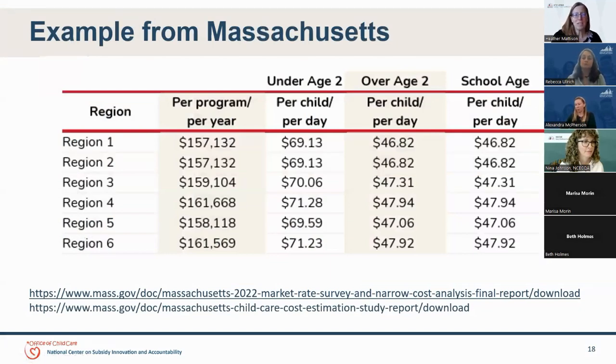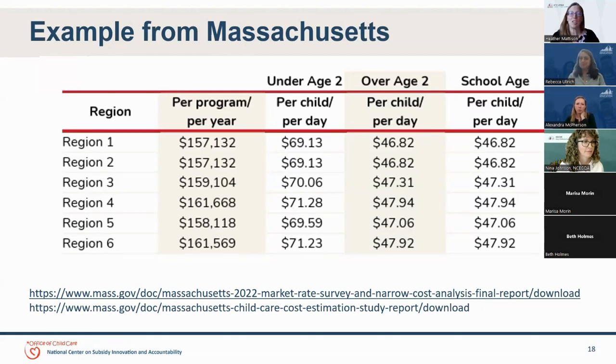So again, we have an example that Massachusetts kindly gave us permission to share with you. This table represents the differences in cost per child in a family childcare home in Massachusetts. It shows the cost for the entire program per region per year. And this is for the base level.